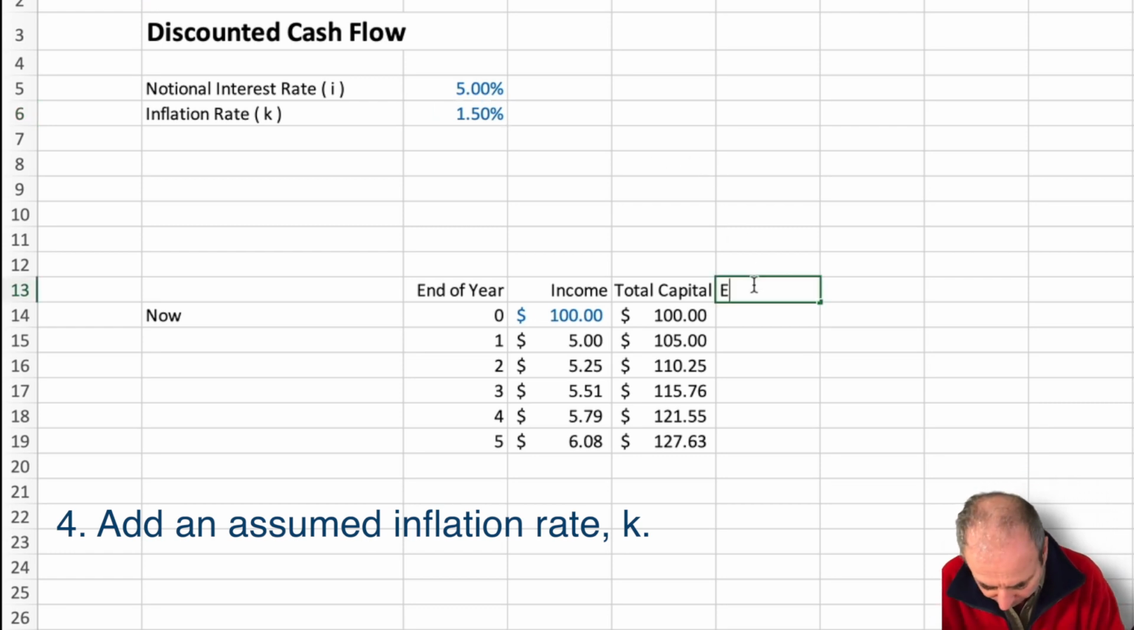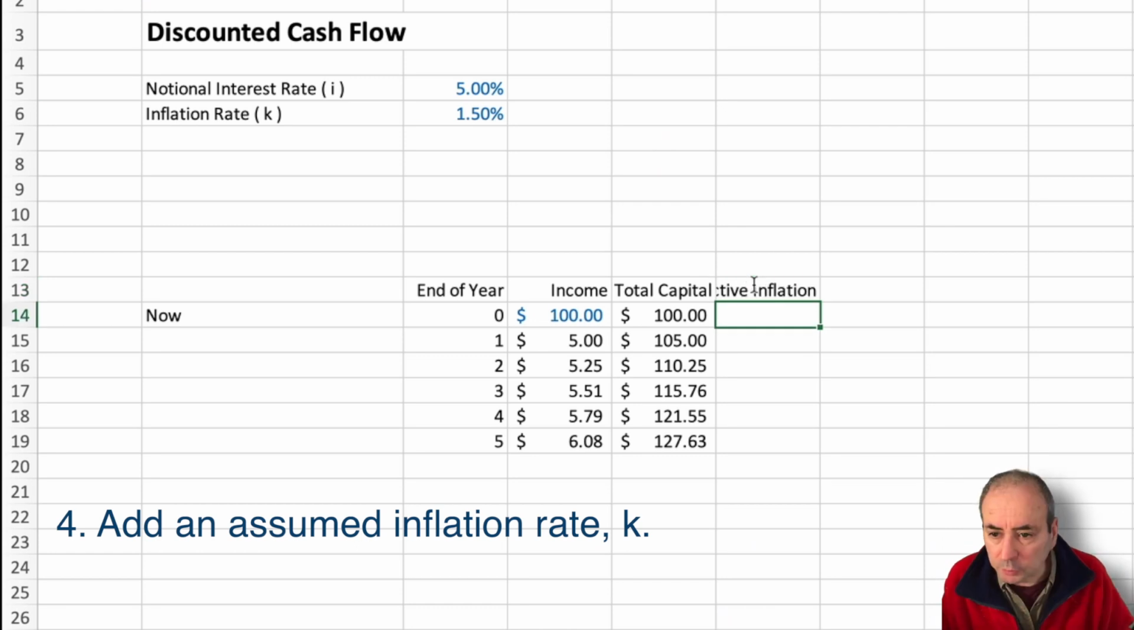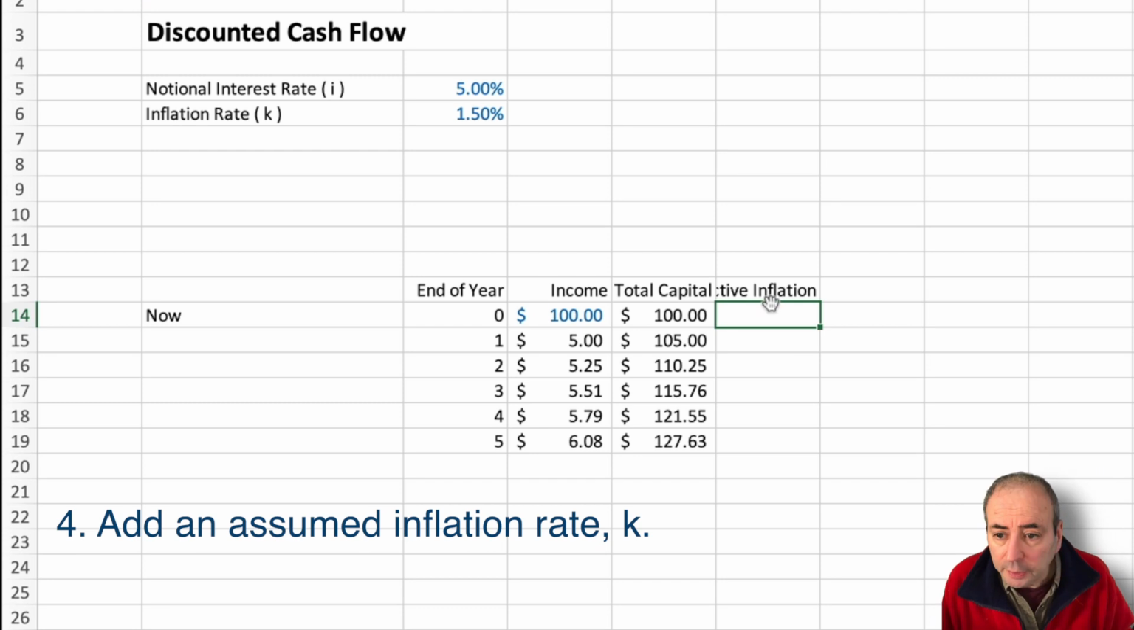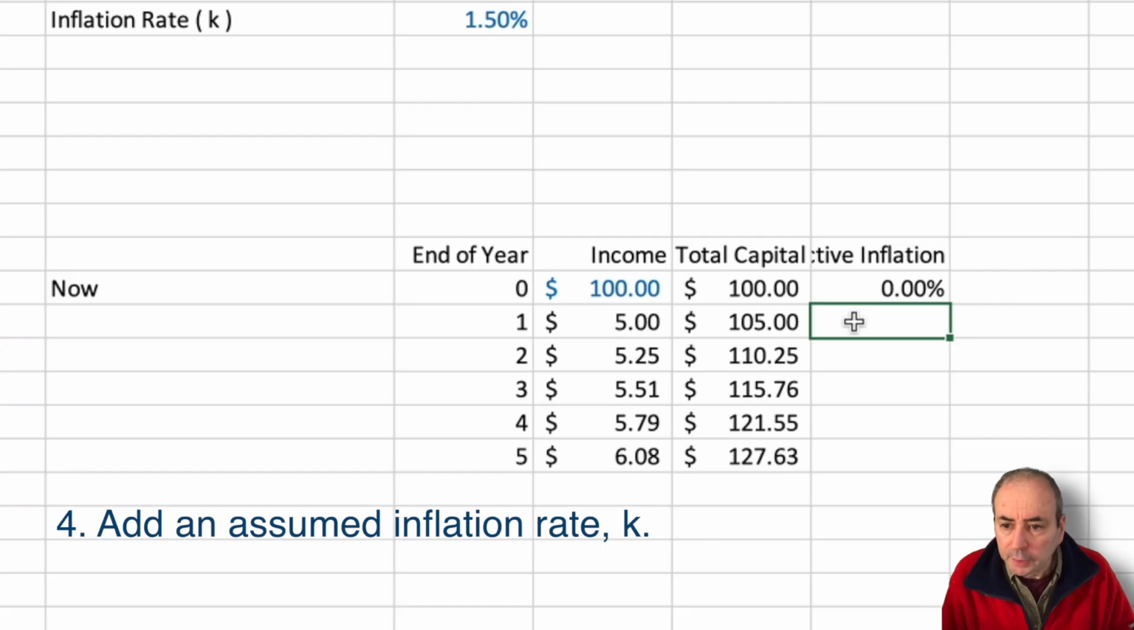So let's put effective inflation in the next column. Well, we know that there is no inflation there, so the effective inflation is 0. And these are all going to be percentages with 2 decimal places. Now, it's easy to know what the effective inflation is in year 1 because we know it's going to be 1.5%. But what's the formula we're going to use for calculating it in subsequent years?